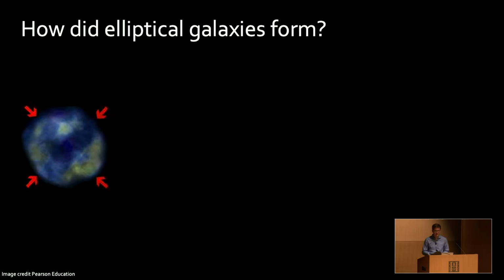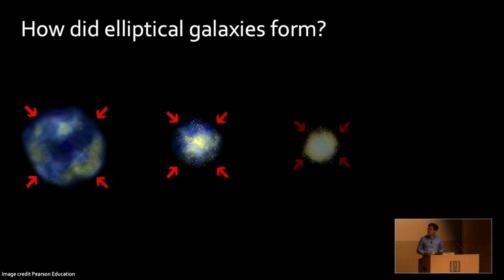What kind of dramatic event could it have been? Well, the simplest idea, which goes back now many decades, is called the model of monolithic collapse. So in this picture, what we imagine is that there's a cloud of gas in the early universe, and over time that gas cloud is collapsing. And as it collapses, the gas becomes denser, and eventually it becomes dense enough that it ignites star formation, which burns through all the gas and leaves behind a ball of stars, which, the theory goes, could look like an elliptical galaxy.